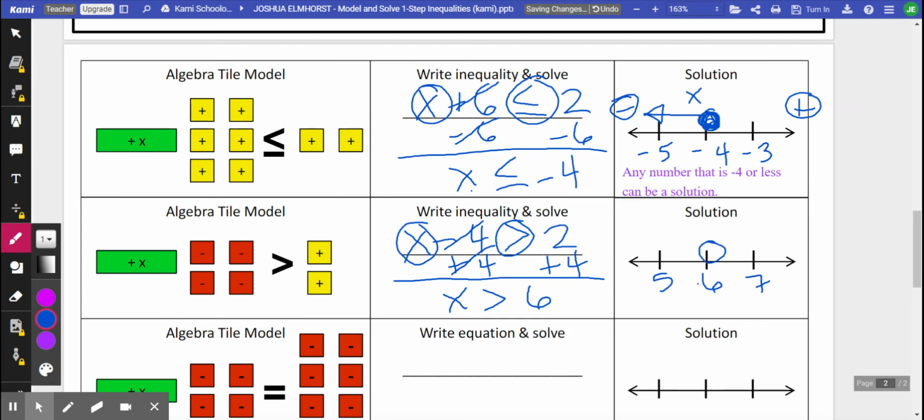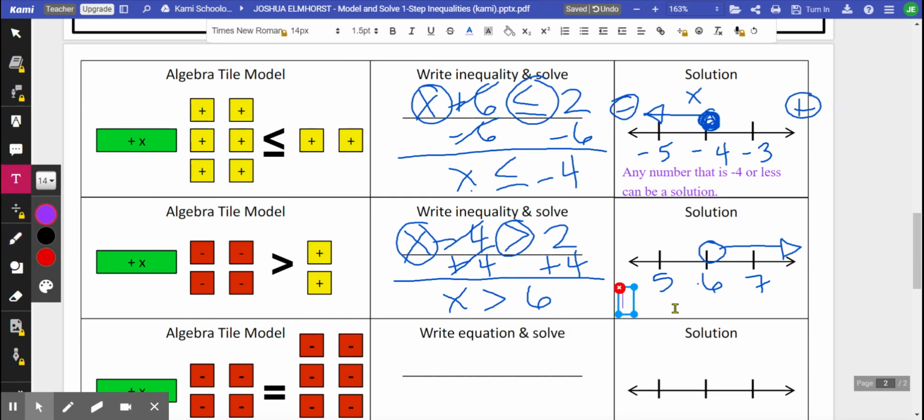And there's no equal sign below the symbol, so it just says only greater than, any number that is greater than. Greater than is going to be going to the right, and let's do our statement. Any number greater than 6, but not including 6 in the answer set. Okay, any number that is greater than 6 but not including 6.